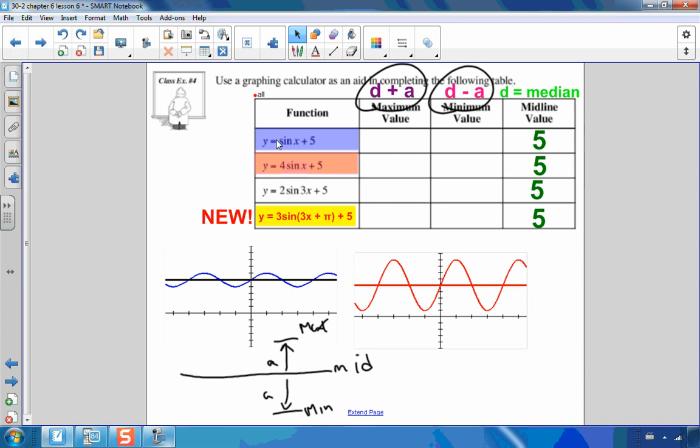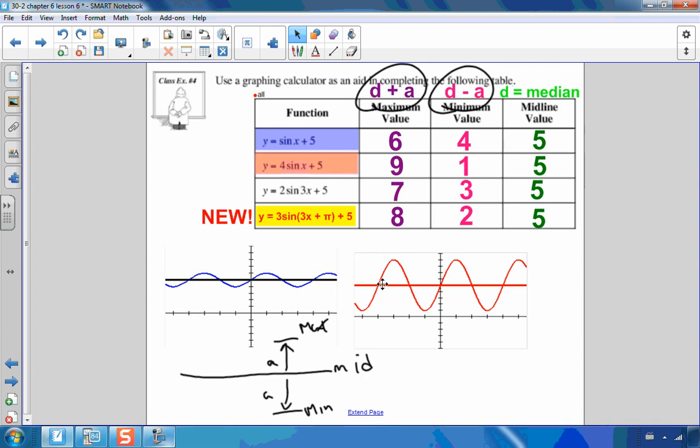So 5 plus the invisible 1 in front, 6. 5 plus 4, 9. 5 plus 2, 7. 5 plus 3, 8. Again, your minimum value is midline minus your amplitude. So 5 take away the invisible 1, 4. 5 take away 4, 1. 5 take away 2 is 3. And 5 take away 3 is 2. So again, looking at your equation, you can now determine your max and min, which would be really useful when we come to window settings.